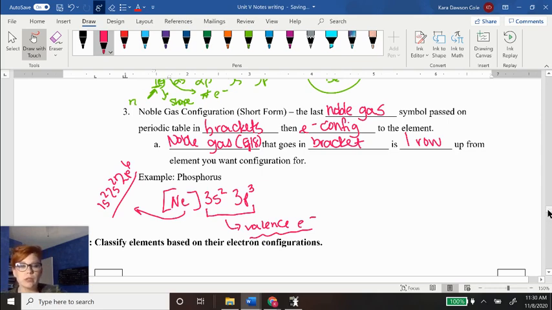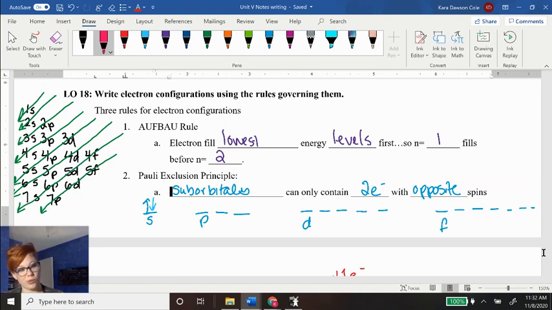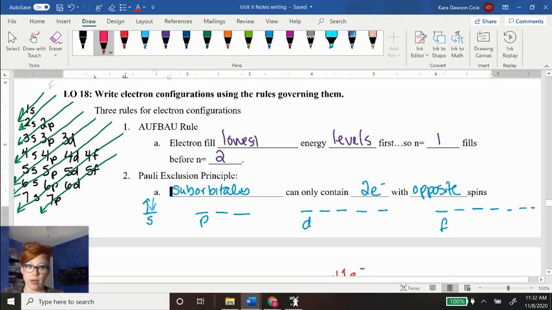Now, when we get into the d orbital, that's a little different. That is learning objective 18, to write electron configuration using rules that govern them. The first rule is that the lowest energy levels fill first. So 1n comes before 2n. And it travels this way: you go 1s, 2s, 2p, 3s, 3p, 4s, 3d, 4p, 5s.